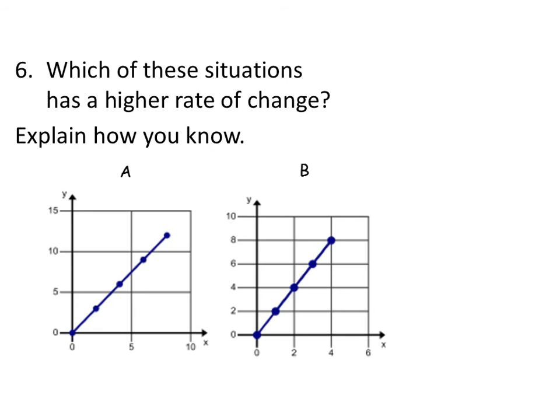Which of these situations has a higher rate of change? Explain how you know. So a lot of students look at these two lines and it's like, hey, it's the same line. Well, it's not. It's not the same line. And the reason it's not the same line is because of the scales. Okay, and that's the numbering. The scale is the numbering for your x-axis and y-axis. They are different.